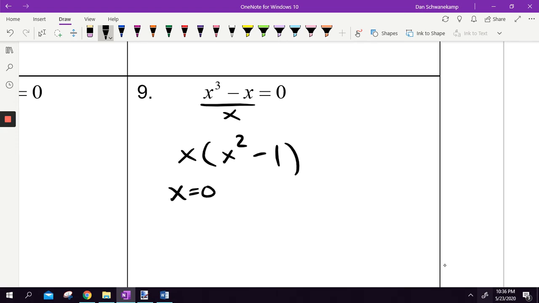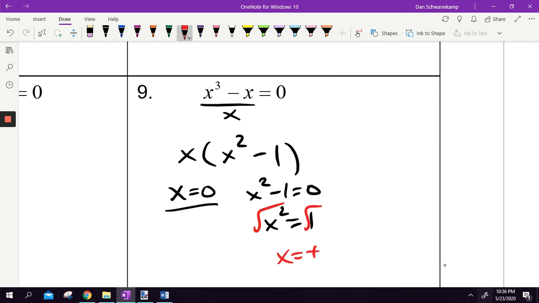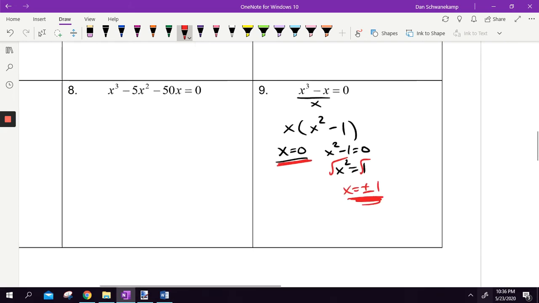I'm going to take each one and set it equal to 0. This is just 0, done. This is going to be x squared is equal to +1. And then square root, x is equal to plus or minus 1. 2 answers there, a third answer there. We're good to go.